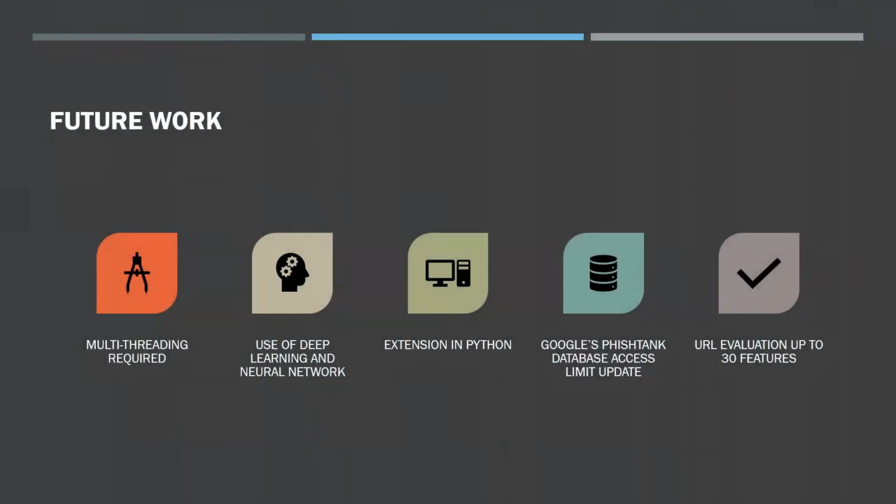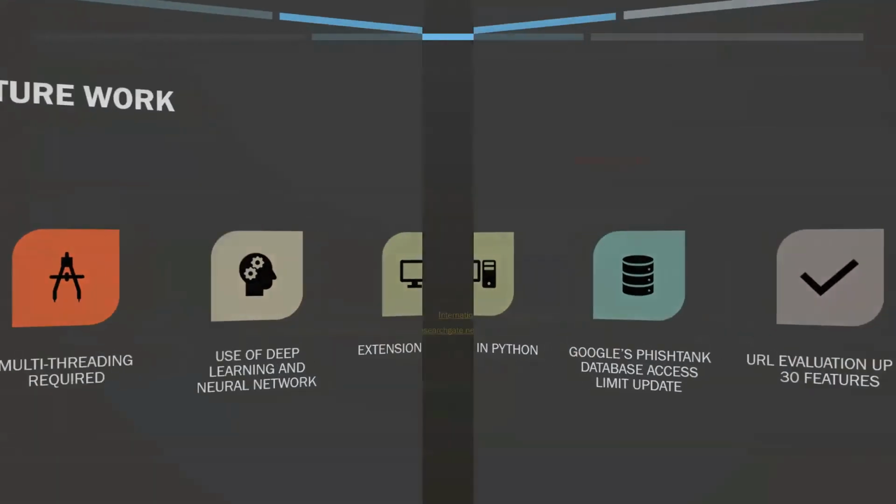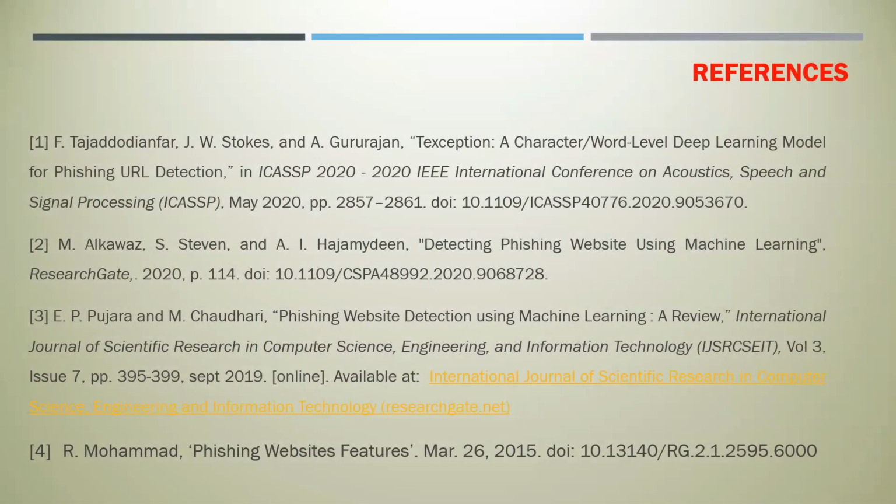And here are some of the future works that need to be done. Multi-threading is required. There is the need of deep learning and neural network. Extension in Python is required. Google's PhishTank database access limit should be updated. URL evaluation should be up to 30 features.